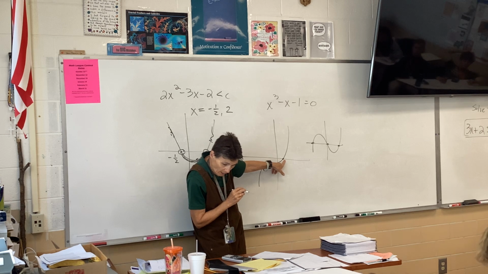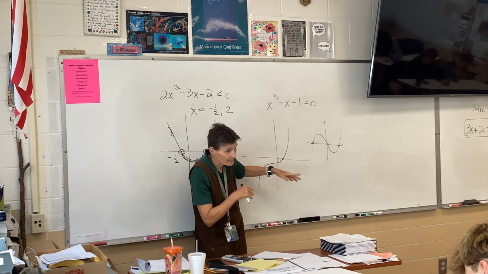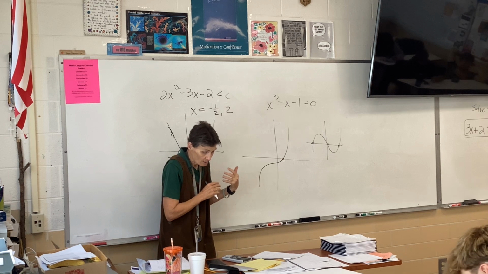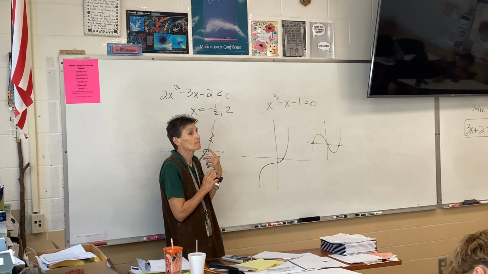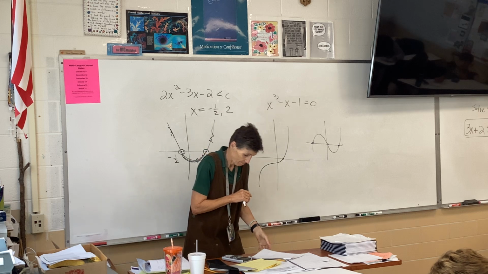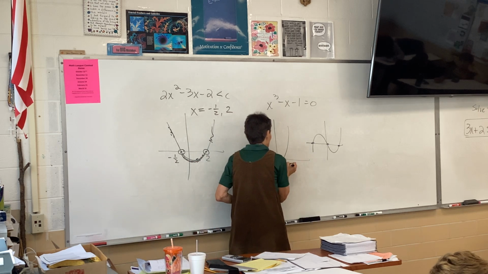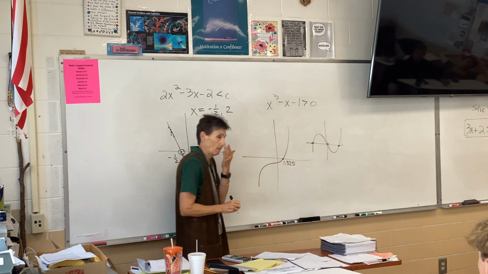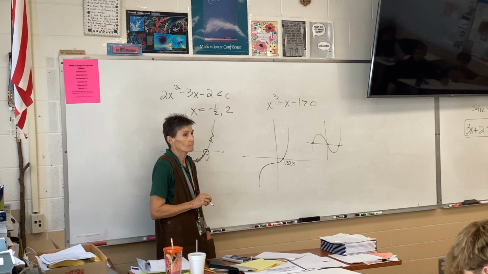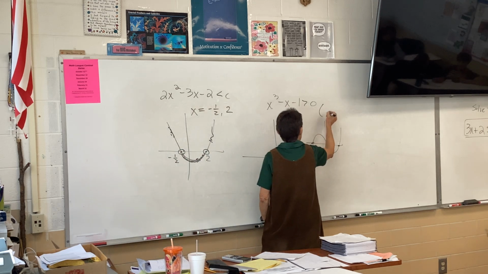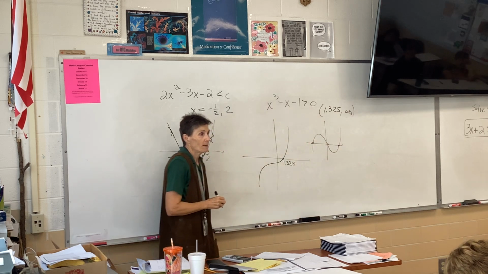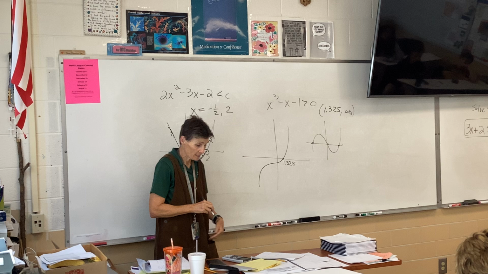And tell me what you got. 1.3. Remember, we're going to the thousandth always. Let's get in that habit. If we're rounding, it's at least the thousandth. So 1.325. Tell me what the answer would be to this problem. Anything above that, so we would say 1.325, comma, infinity, right? Pay attention whether it's an equation or an inequality.